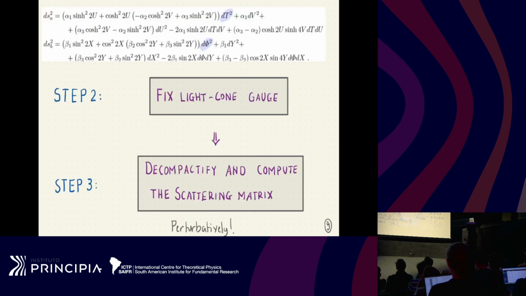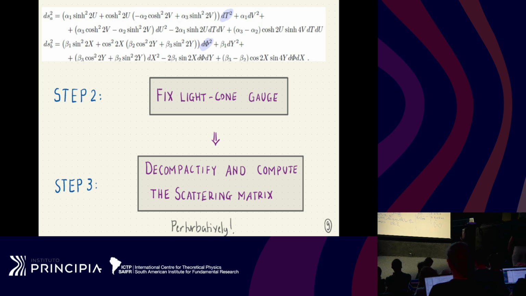But what do you do? The only thing you need to look for here is that the only shift isometries we have are in T and phi. Usually in the Green-Schwarz formalism, when you want to quantize, you fix light-cone gauge, and you need some isometries to do that. So it seems like we deformed elliptically, and we still have isometries to fix the gauge. That's good. And then after this, we can decompactify.